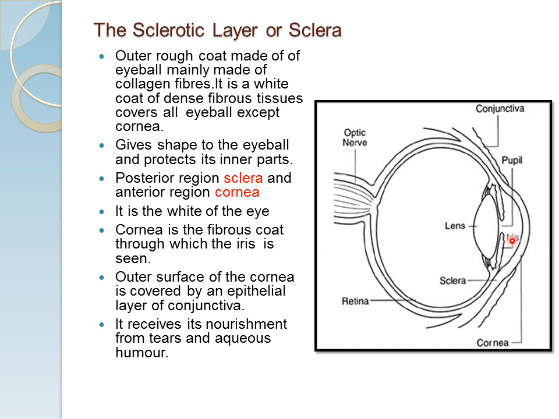Here, inside the cornea, you can see the iris. This is the iris. So the iris can be seen through the cornea. We can see a brownish or bluish color inside our cornea, which is the iris. Outside the cornea we can see an epithelial layer, the conjunctiva, which is a thin layer of epithelial tissue. It receives its nourishment from tears and aqueous humor.